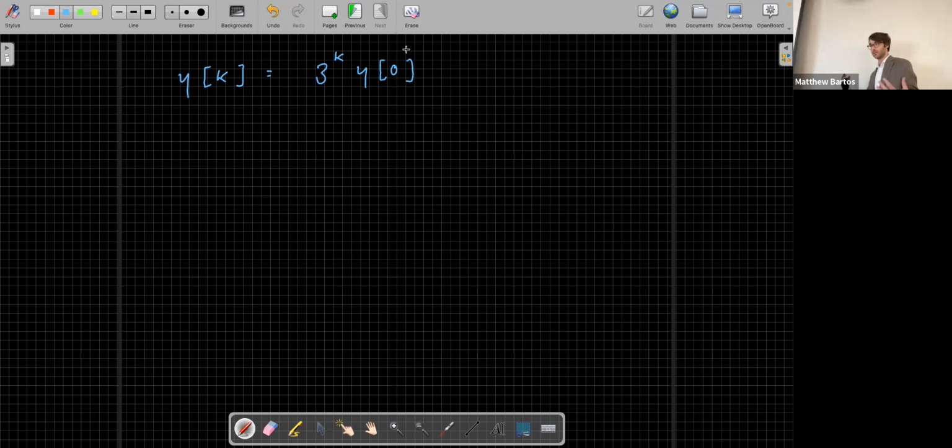Okay, so when you're working with discrete time systems, instead of the exponential function, you will get your root evaluated to some exponent. Okay, so very good.